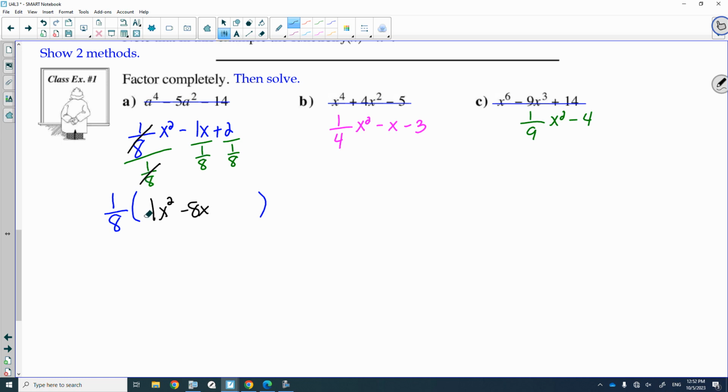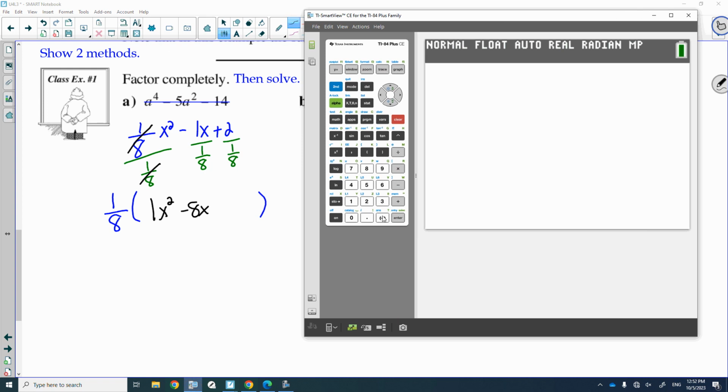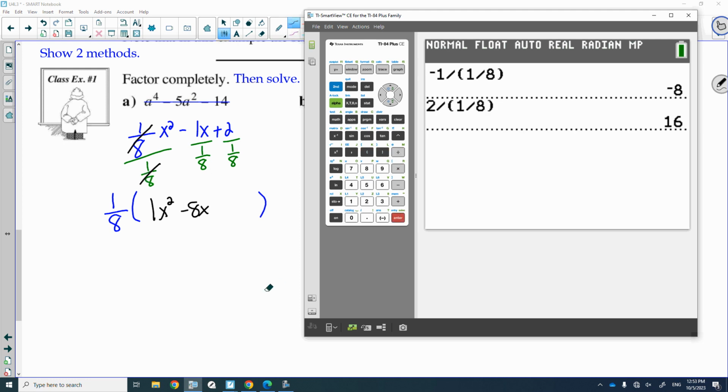-8x. So if you needed to check on your calculator, because we are going to do a unit on rationals on fractions, it's -1 divided by 1/8. I'm going to put in a bracket because it's a fraction. That's -8. Do you know what 2 divided by 1/8 will be? It's going to be 16. Yeah, 2 divided by 1/8, it's 2 times the reciprocal of this, so it's going to be 16. Or you're going to do, until you are good at fractions, 2 divided by 1/8, and you're going to get a 16.